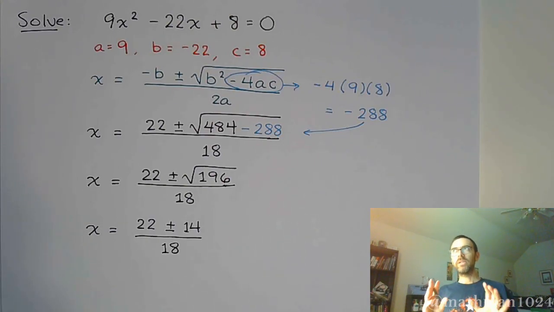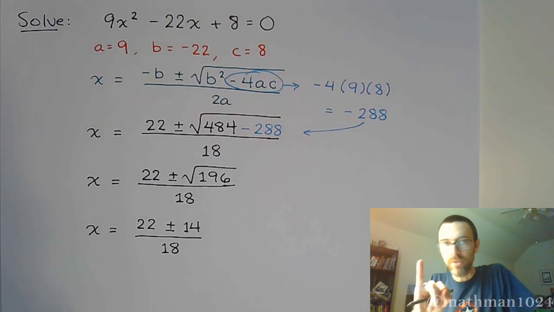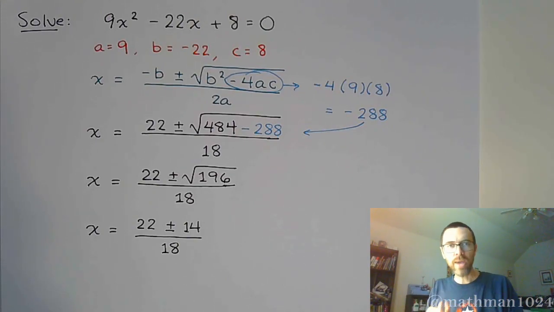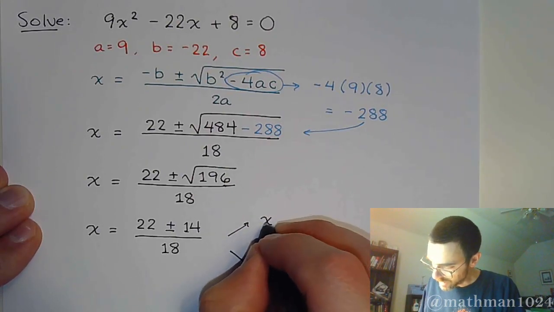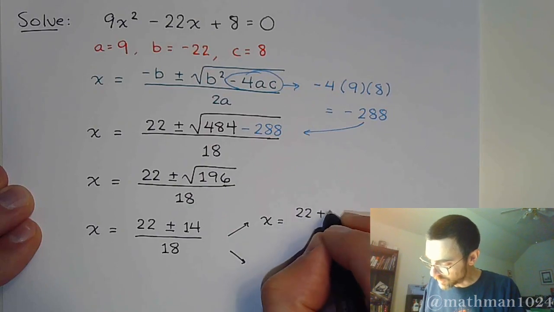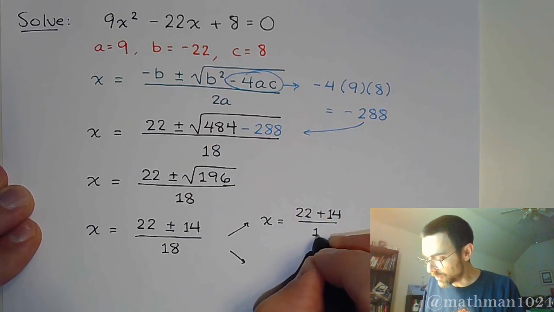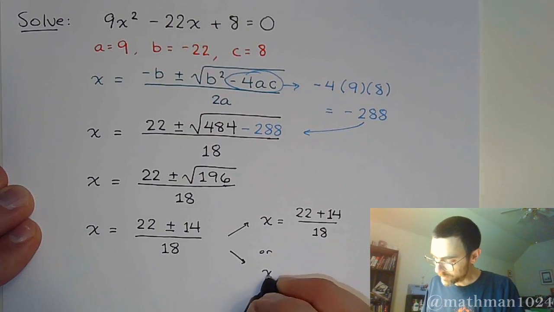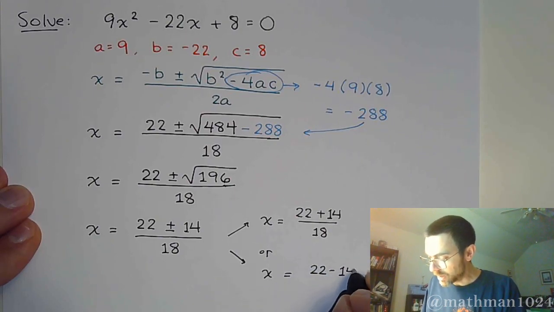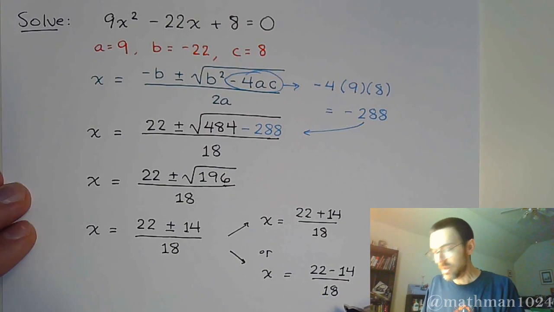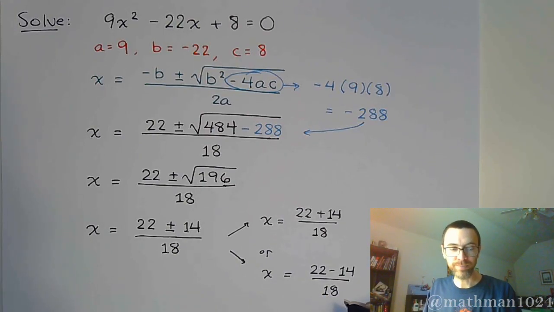Now, again, students may take this time to stop. Notice, you have nothing imaginary and you don't have anything that's radical. If there's nothing radical, no square roots, nothing imaginary, that means you're not done. That means you have to take this and separate it into your two possibilities. So x is equal to 22 plus 14 over 18, or x is equal to 22 minus 14 over 18. Man, if only we had just factored, that would have been so much easier, right?